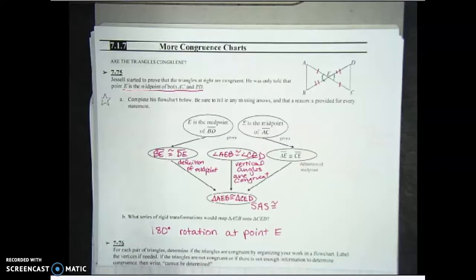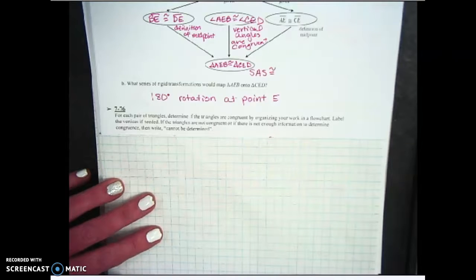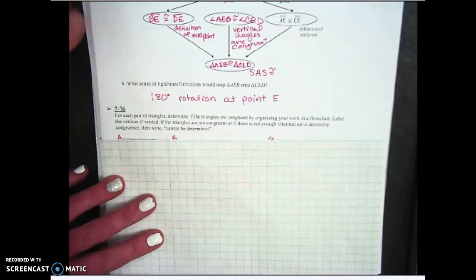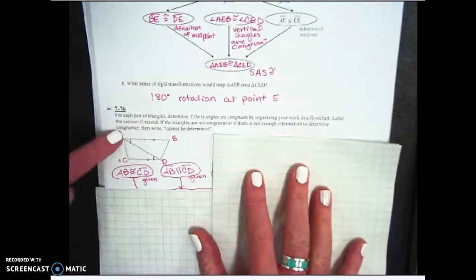Okay? Question 776 says, for each pair of triangles, determine if the triangles are congruent by organizing your work in a flowchart. Label the vertices if needed. If the triangles are not congruent, or there is not enough information to determine congruence, then you're going to write cannot be determined. All right. So for part A, I went ahead and labeled the vertices A, B, C, D. Go ahead and do that on your paper right now so that we're talking about the same places.